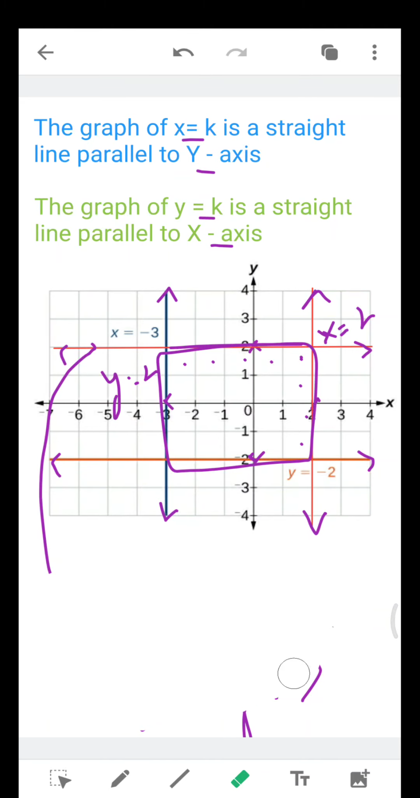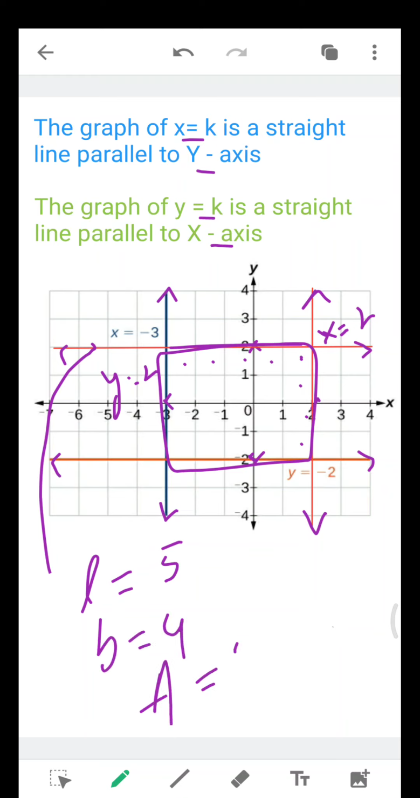Even this type of questions are asked in exams. These are not there in your reader. These are all extra things, which are very important for your exam. So here the length of this rectangle is 5 units and breadth of this is 4 units. So area of this rectangle is L into B, that is 5 into 4, that will be 20 square units.